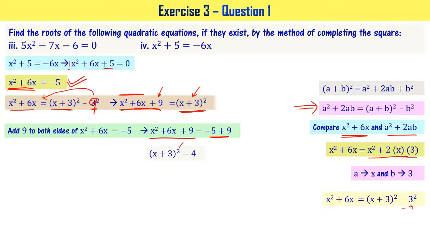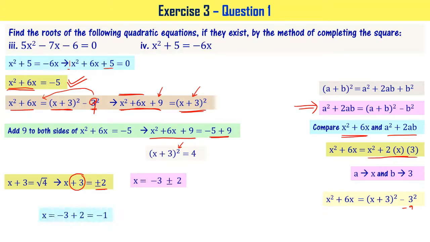Now I can take this power 2 to the other side such that I can write x plus 3 equal to square root of 4. Square root of 4 is equal to plus or minus 2. x plus 3 equal to plus or minus 2. Now I can transpose this 3 to the other side. When you do that, x is going to be minus 3 plus or minus 2, right?